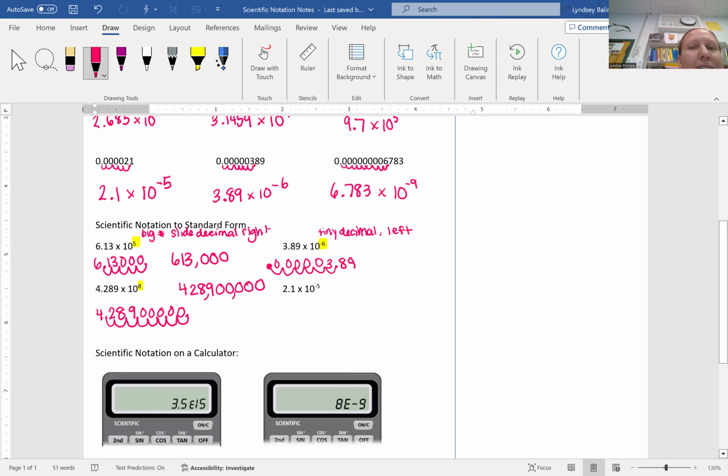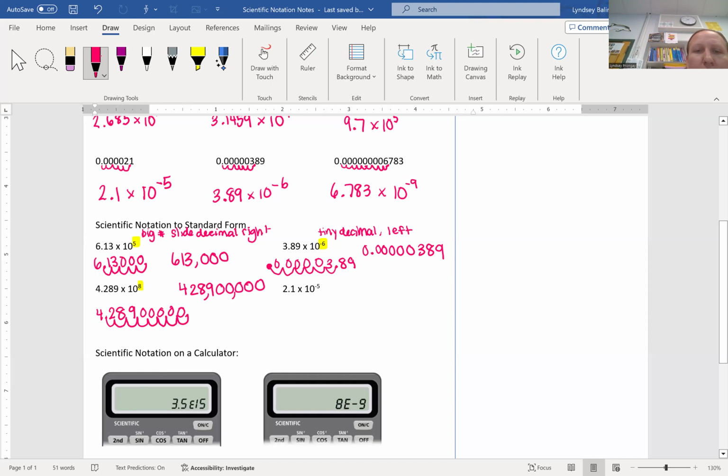And now this is where I definitely need to rewrite it because I have 2 decimal points in my number, which is not good. So this is 0. If you don't put the 0 at the beginning, it's not the end of the world, but 0.0000389.